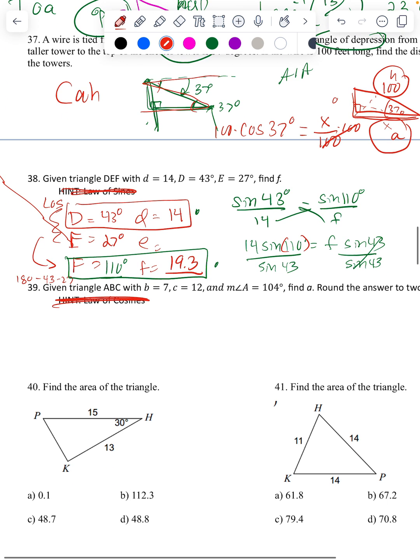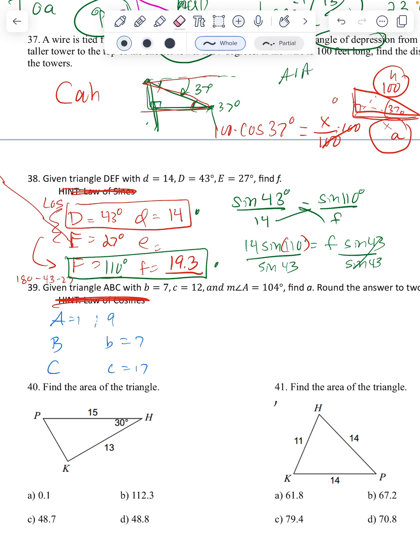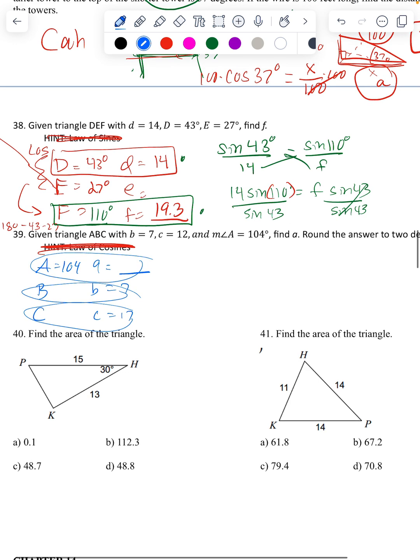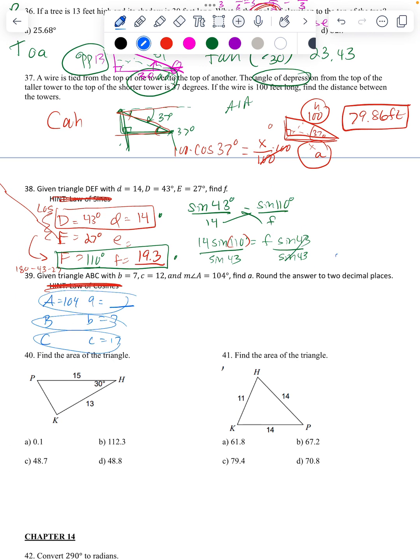Okay. In the next one, if you set this up, it says we have an ABC. So A, B, C, little a, little b, little c. I know this, and I know this. And they're asking me this. I cannot use the law of sines because I do not have enough information. I don't have a matching pair. So I have to use law of cosines.